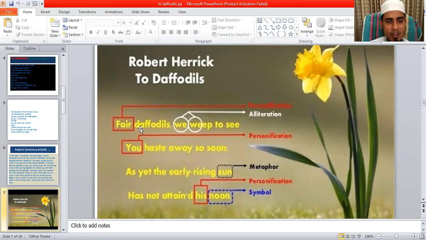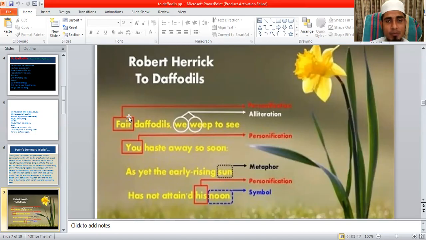So here you can find "fair" and "daffodils." The word "fair" here is a personification. It is a literary figure, a figure of speech. You can write in your answer script that in the word "fair" we find personification.